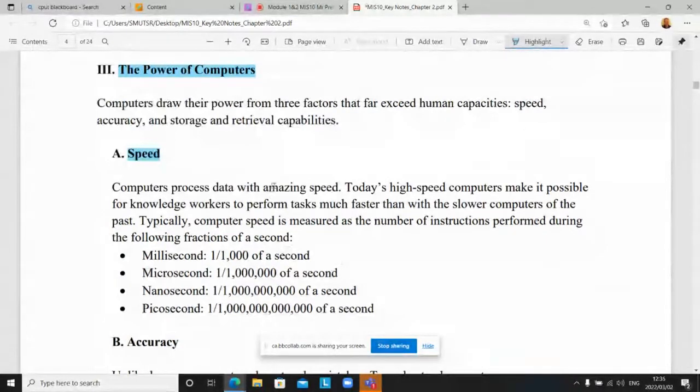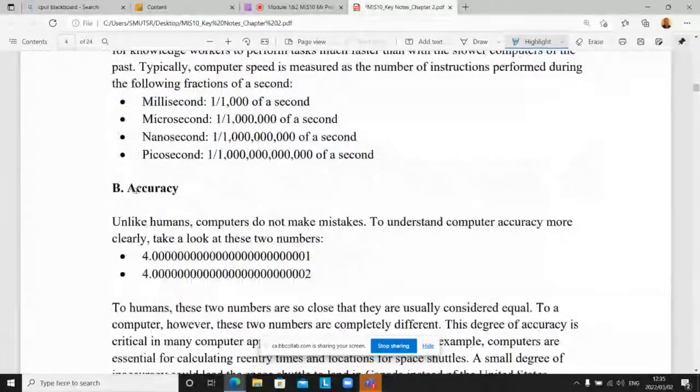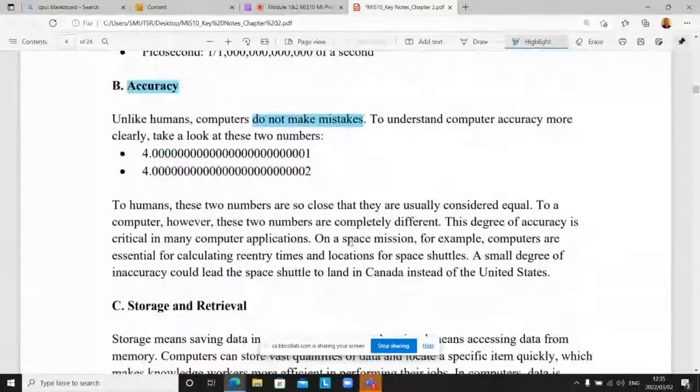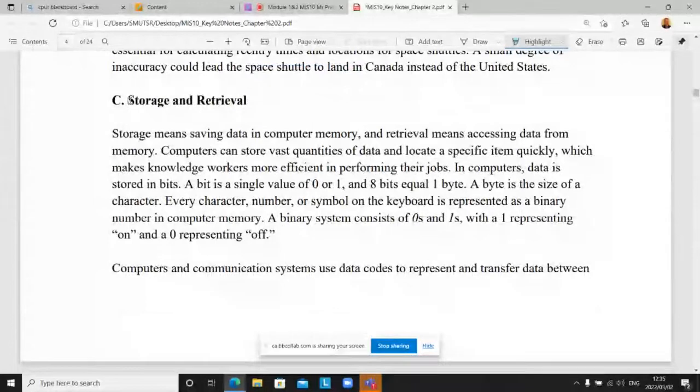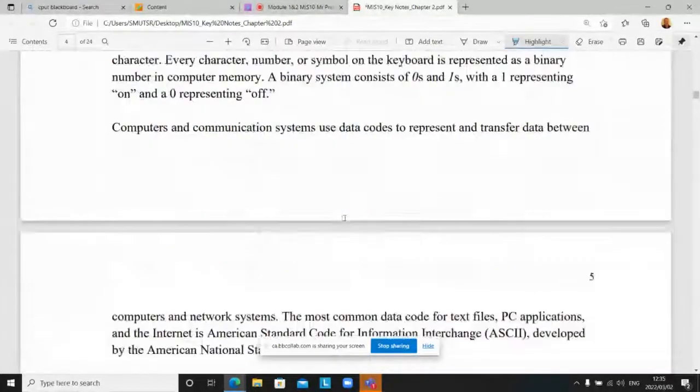So how do we classify the power of computers? How fast it is, how accurate it is, and they don't make mistakes. Computers, just end of the story, they do not make mistakes. People make mistakes. If the computer made a mistake, the person putting the information in made a mistake. Storage and retrieval. How fast is your hard drive, and how fast can you get that information off your hard drive? Okay, the bits of zeros and ones and bits and bytes you can read on your own.